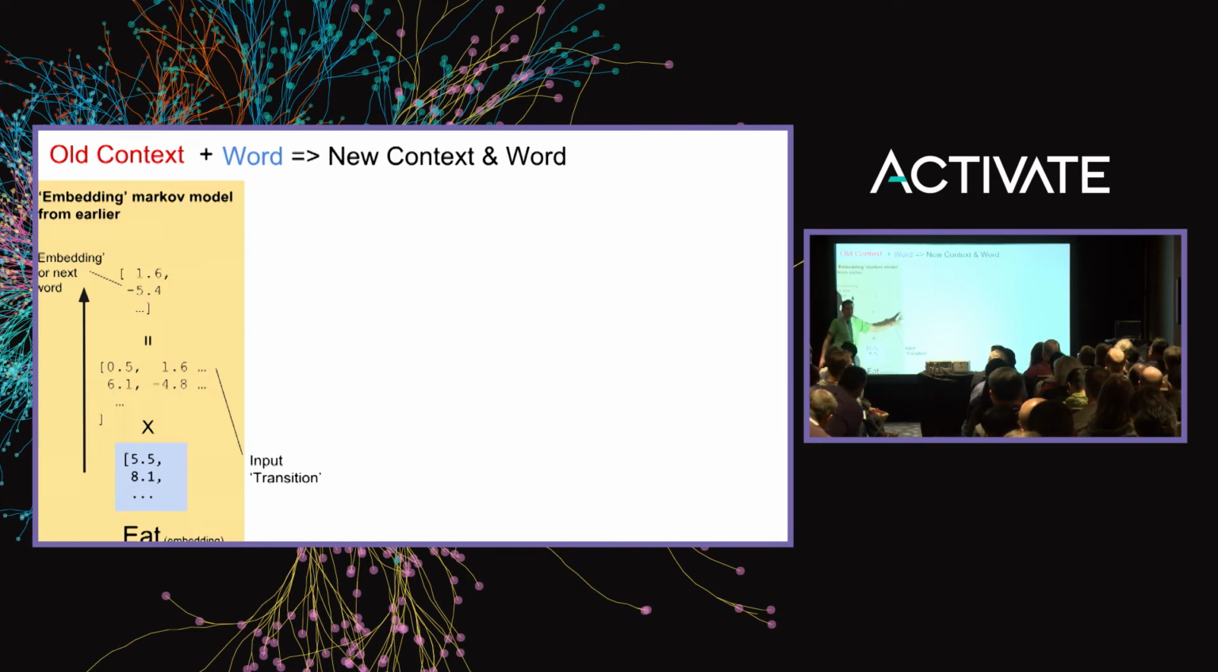Now, what if we repeat this for every sequence? So what if we take this embedding and try to predict the next word, and the next embedding and try to predict the next word, and the next embedding and try to predict the next word? We can start working with sequences. So how does this work?